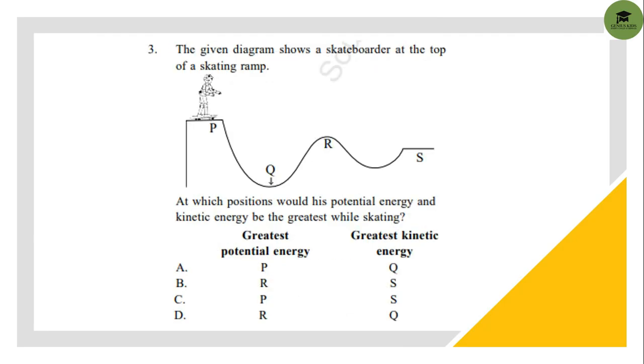So let's go for the next question. The given diagram shows a skateboarder at the top of a skating ramp. At which position would his potential energy and kinetic energy be the greatest while skating? Here in this figure, in P the potential energy is highest and in Q the kinetic energy is the greatest. So here option D is your correct... sorry, not option D, it is option A, P and Q. Option A is your correct answer. Okay.